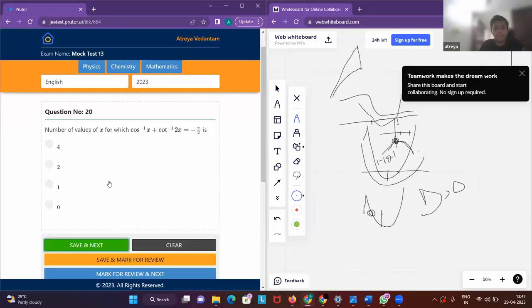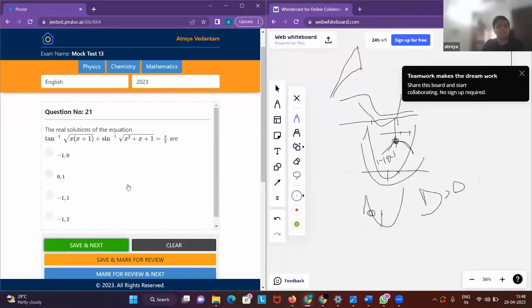Very nice, simple answer to this question is 0, because you know that the range of cos inverse is 0 to pi. The range of cot inverse is also 0 to pi, which means the minimum value of cos inverse plus cot inverse is 0. Whereas we are asked how many values of x for which it equals minus pi by 2. So the answer is 0.